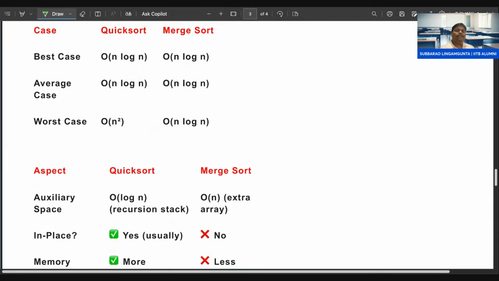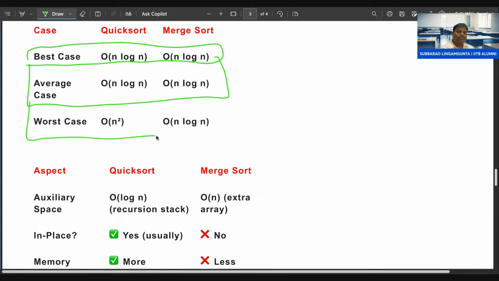If you see the time complexity, in the best case both are n log n. In the average case, both are n log n. In the worst case, quick sort is n square, with the worst partition, while merge sort is always n log n. So if you want an algorithm with always n log n worst case time complexity, then go to merge sort.